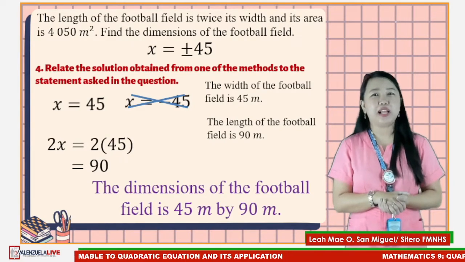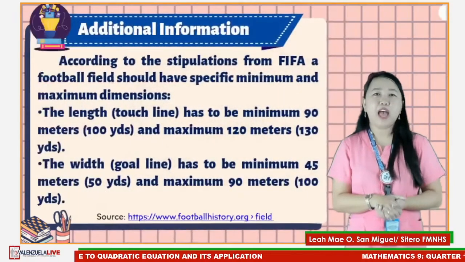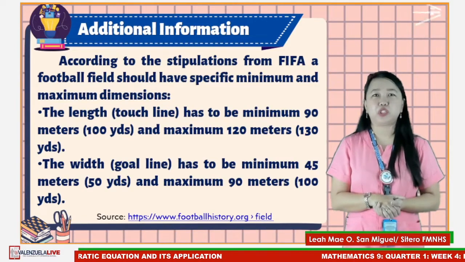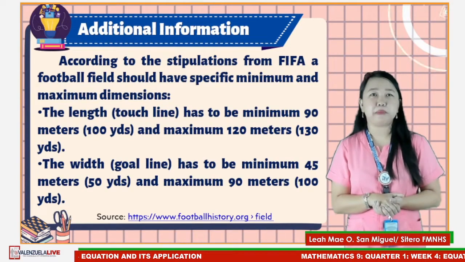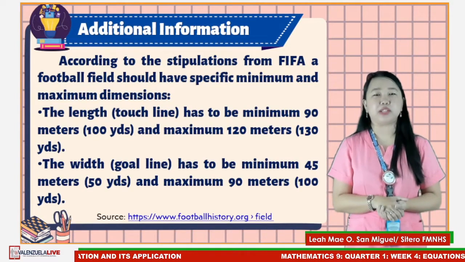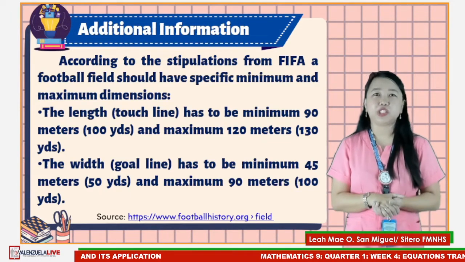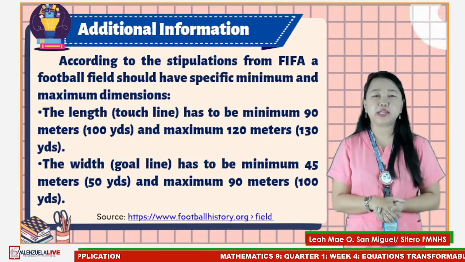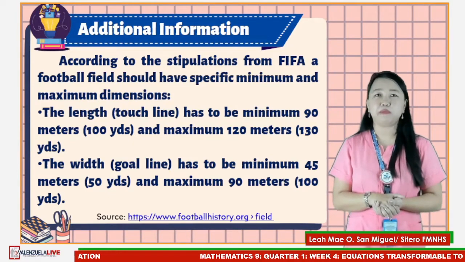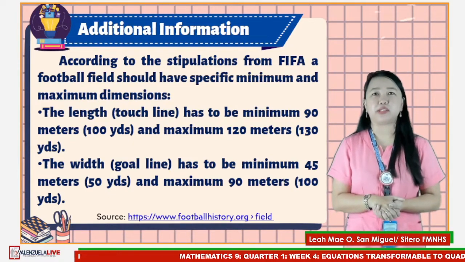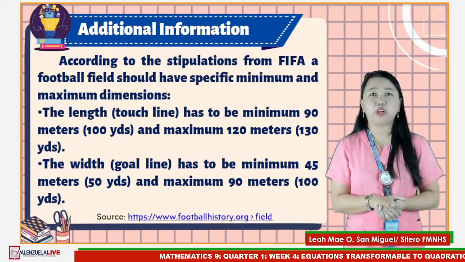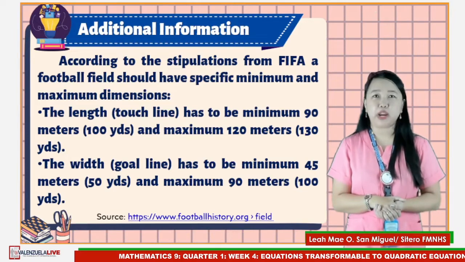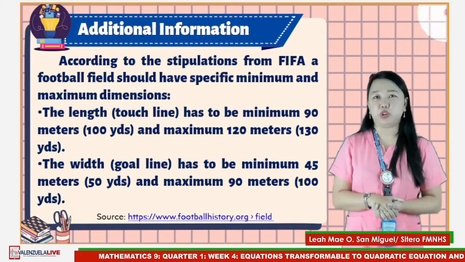For additional information, according to the stipulations from FIFA, a football field should have specific minimum and maximum dimensions. The length for the touchline has to be minimum 90 meters or 100 yards, and maximum 120 meters or 130 yards. The width or the goal line has to be minimum 45 meters or 50 yards and maximum 90 meters or 100 yards.